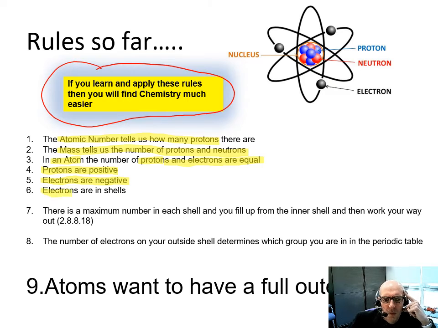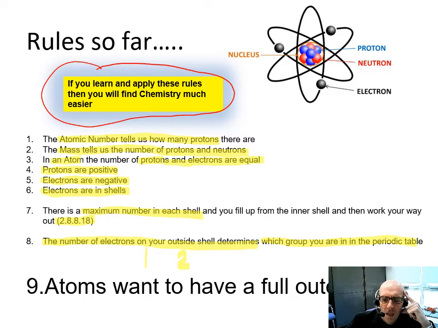Electrons are in shells, in lesson 5 and lesson 6 when we started to draw them. And you fill them up from the inside out. There's a maximum number in each shell, and there are the maximum numbers, the 2, 8, 8, 18. Then we looked at how the number of electrons on your outside determines your group in the periodic table. So if you have 1 electron on your outside, you are in group 1. And if you have 2 electrons on the outside, you're in group 2.